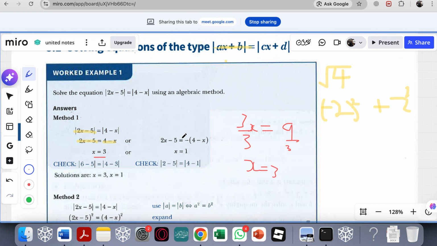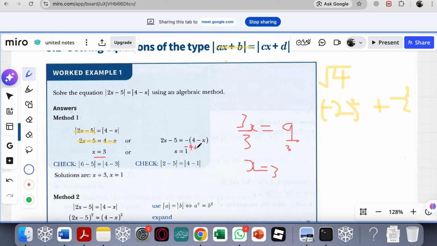In the first instance, you write them the way they are inside the modulus. In the second instance, you introduce a negative in the second part of the modulus, the one on the right side. So you say 2x minus 5 equals minus, then you open a bracket, 4 minus x. We expand this one, minus times plus x. So on the right, we now have minus 4 plus x. Now we collect like terms. On the left is still the same thing, 2x minus 5.